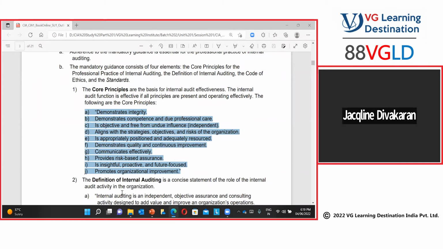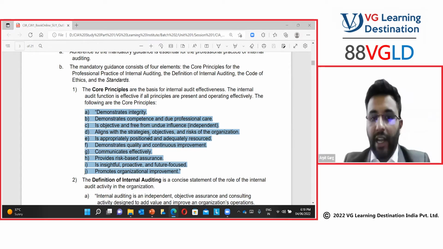Free from undue influence, so independent. Aligned with the strategies, objectives, and risks of the organization. Appropriately positioned and adequately resourced. Demonstrates quality and continuous improvement. Communicates effectively. Provides risk-based assurance. Proactive and future-focused. Promotes organization improvement.